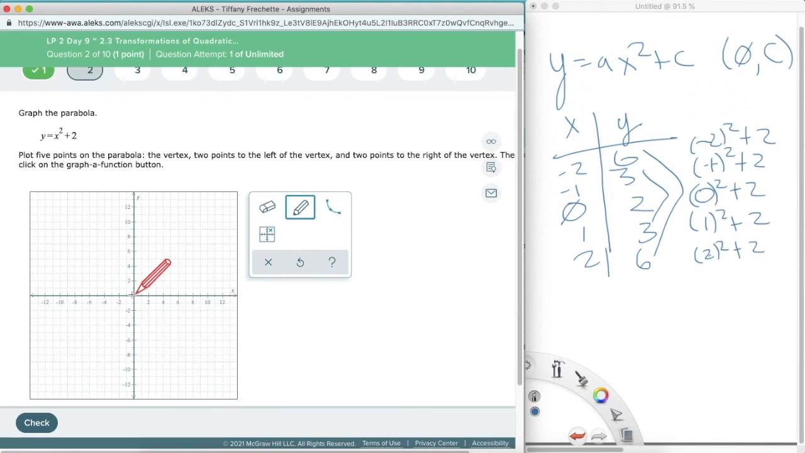So I have (0, 2), (1, 3), (-1, 3), (-2, 6), and (2, 6). And then I can click that button, and there we go. It snaps right on there for me. All right.